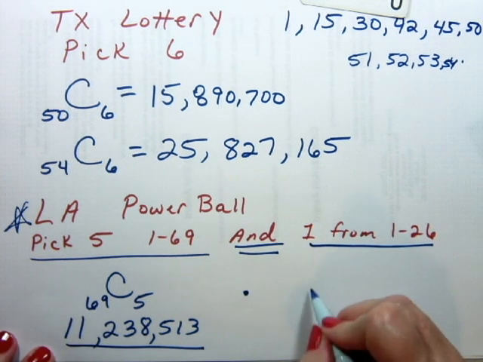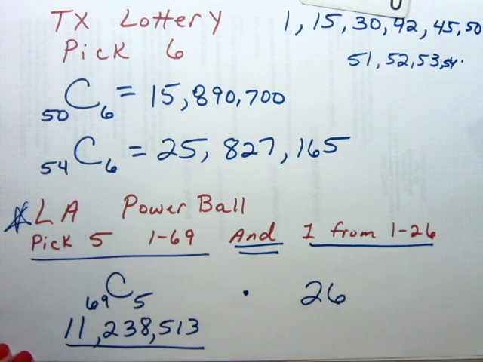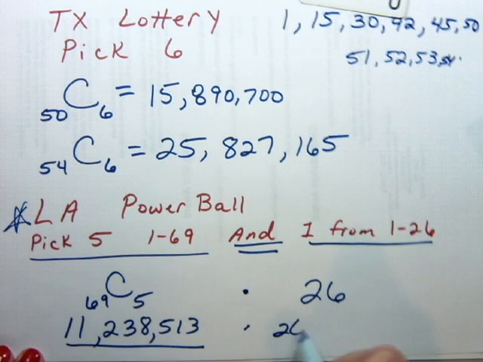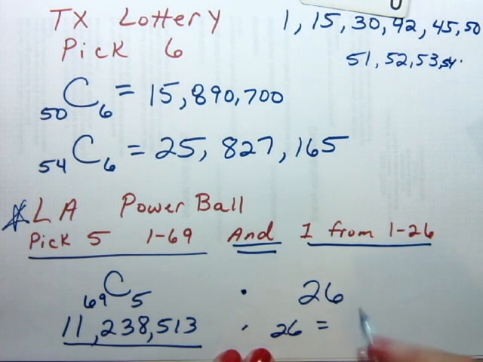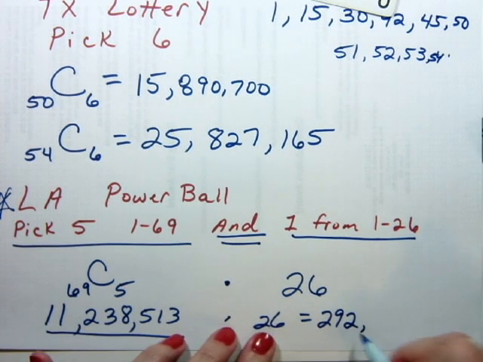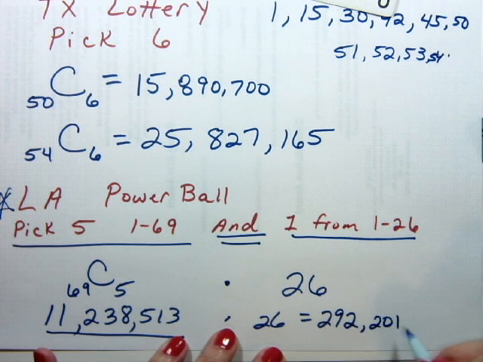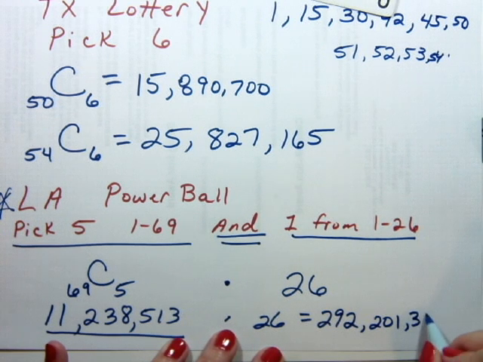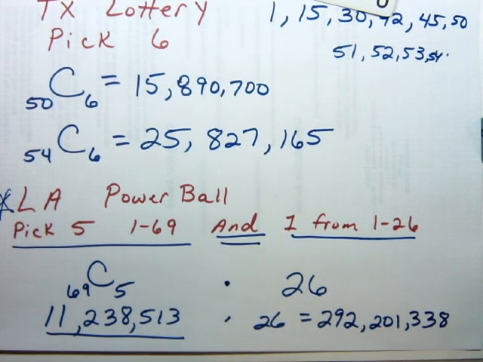Well, there's 26 ways. I could pick the 1, or I could pick the 2, or I could pick the 3. So when I multiply that times 26, watch this, y'all. 292 million, oh no, I'm sorry, that's million. 292,201,338. Sorry about that.